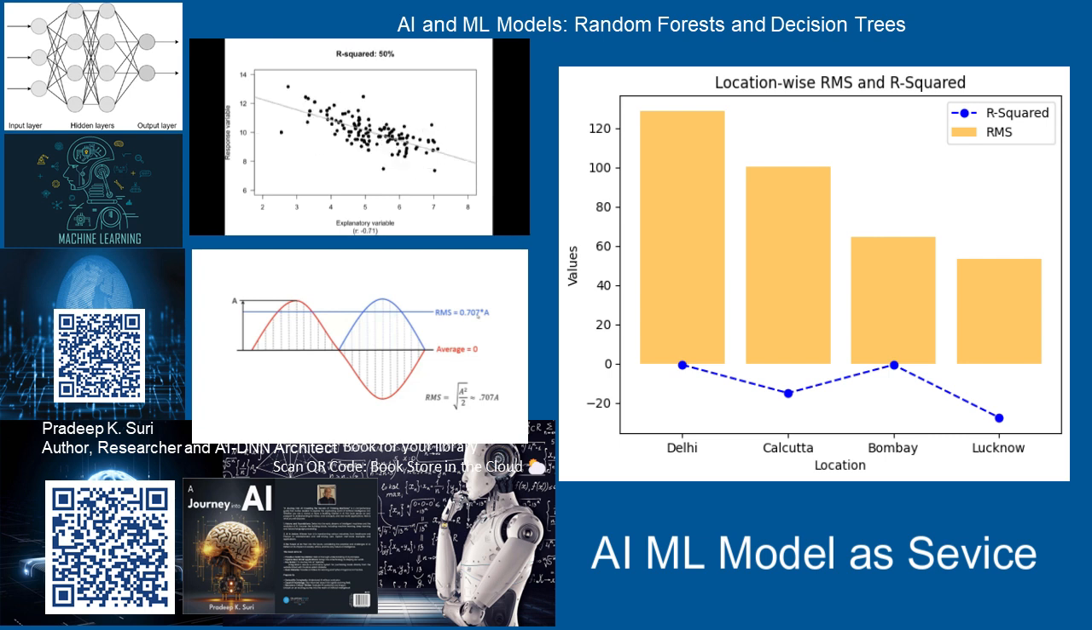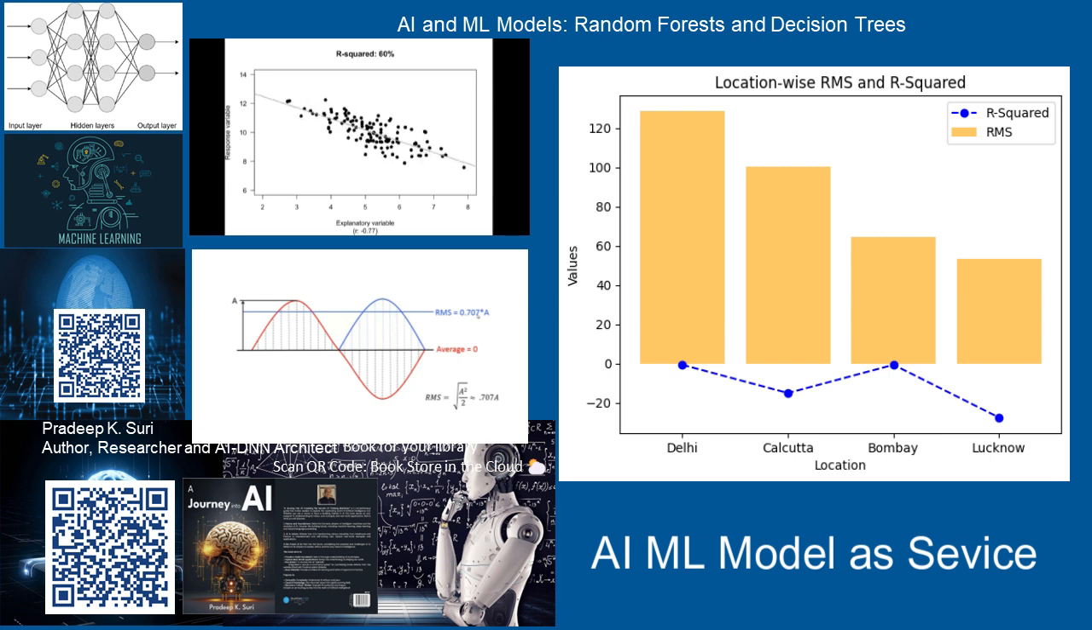RMS value, root mean square. RMS value is a statistical measure used to determine the magnitude of a varying quantity. In a management context, it can be applied to various fields such as finance, quality control, and performance measurement. Key points. 1. Consistency and reliability.